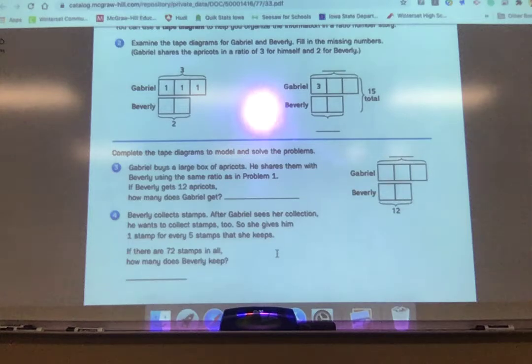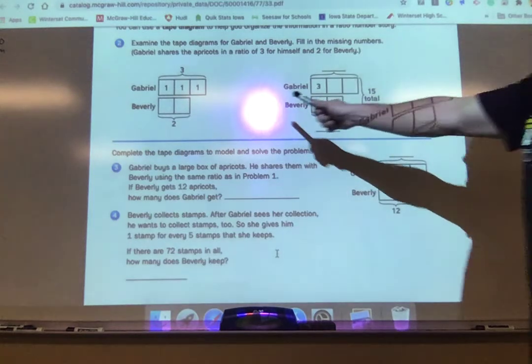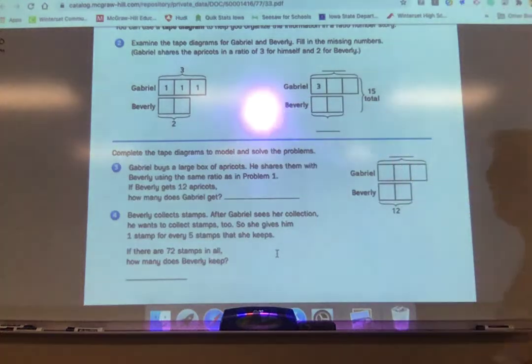Okay, in this second video, part two, we're going to really focus on tape diagrams and what they are, how to use them, how to make them. All right, so let's examine number two right here. This is an example of a tape diagram, so we're going to explain it a little bit here.